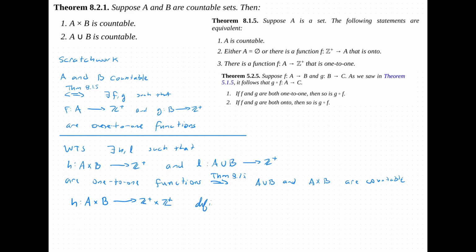And this function will be defined as h of (a, b), and the way that the function is defined is that we're going to take the input a, since we know that we have the function f going from A to the positive integers, we're going to send a to f of a. So now that's going to be some positive integer. And similarly, we're going to take b to g of b, since we have that g is a function going from B to the positive integers. So then the claim is that h is 1 to 1. And that's going to come from the fact that f and g are both 1 to 1, and I'll prove that in the formal proof.